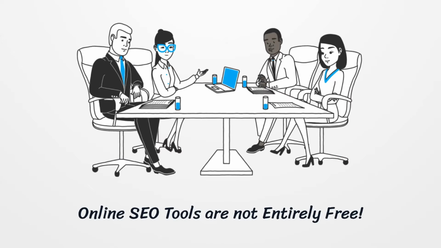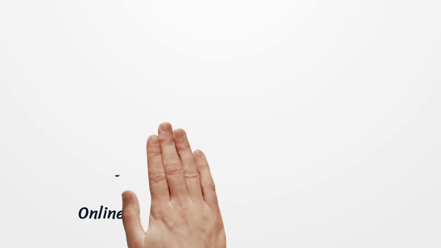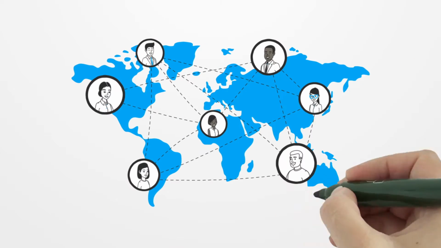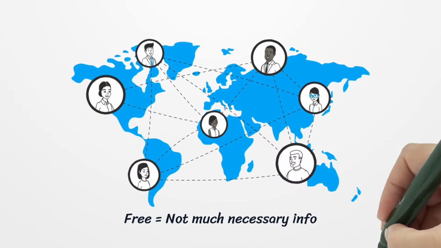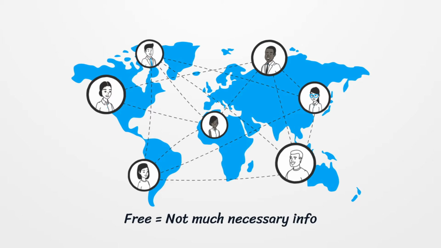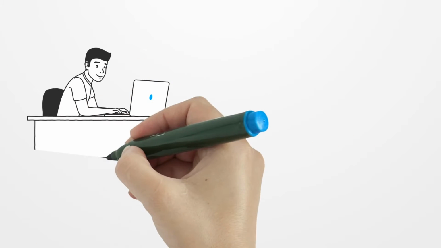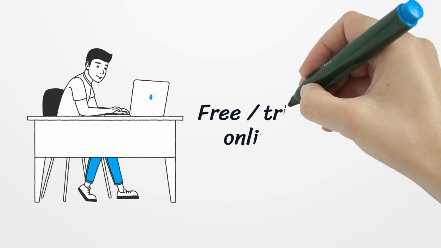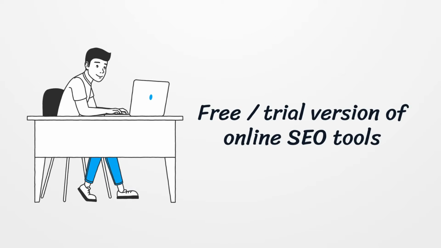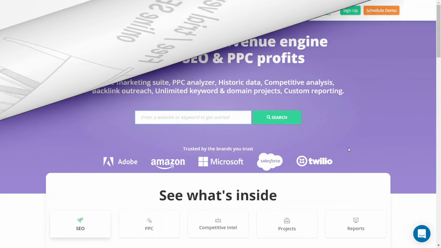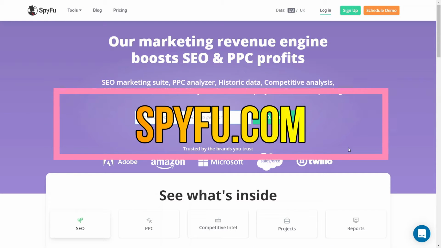Most of the SEO tools that are available online give only a little information for free. If you need more than that, then you should buy the premium or pro version of these tools. But in this course, I'm going to use only the free version of all the SEO tools that I'm going to discuss. Now let me start with spyfu.com.